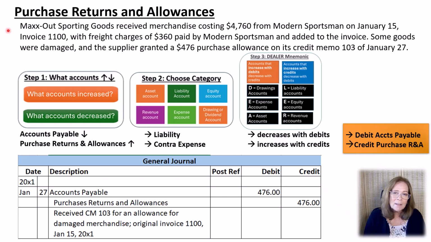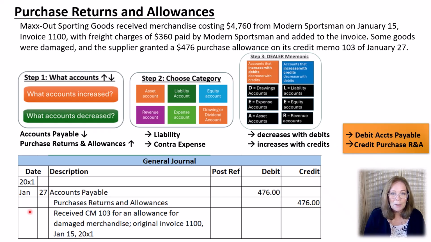When we analyze this transaction, we find that accounts payable decrease because of the purchase allowance. Accounts payable are a liability, and liabilities decrease with debits. Max Out also now has more purchases, returns, and allowances, which is a contra expense account, which increases with credits. So we debit accounts payable and we credit purchases, returns, and allowances.